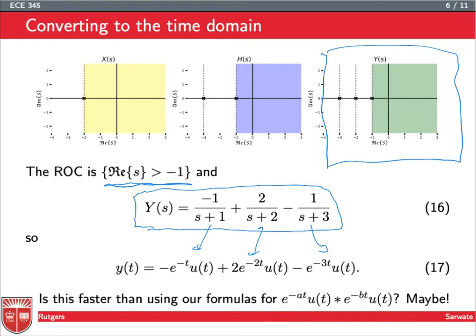Now the question is, is this faster than using our formulas that we had before for CT convolution? And the answer is maybe. But we can do an example where it's clearly going to be advantageous to use the Laplace transform. And in general, using the Laplace transform method is convenient and can be a fast way to do simple system output calculations.